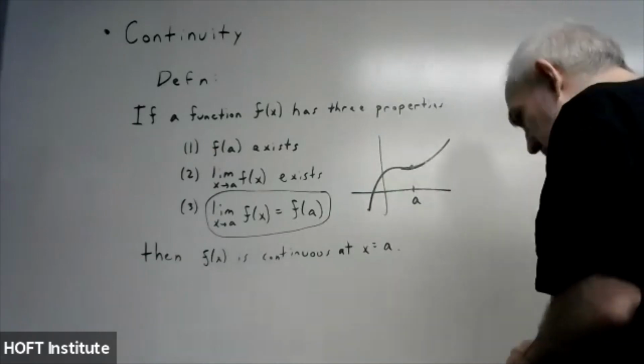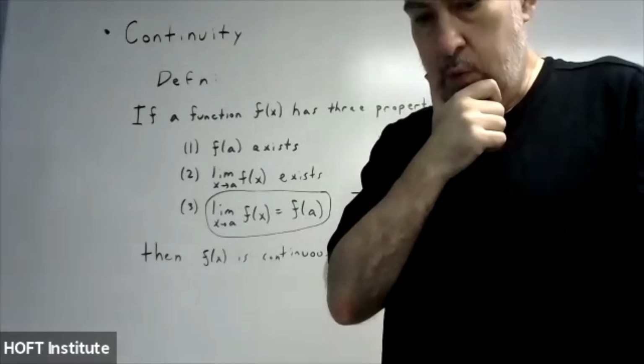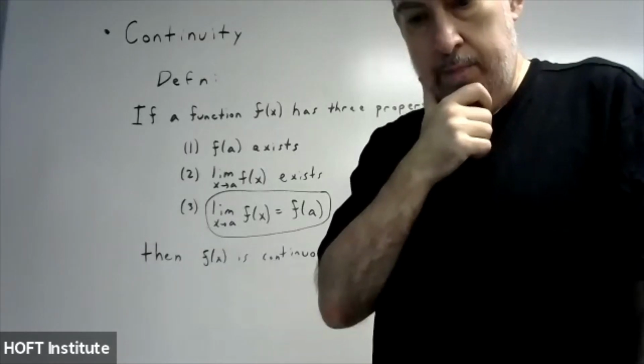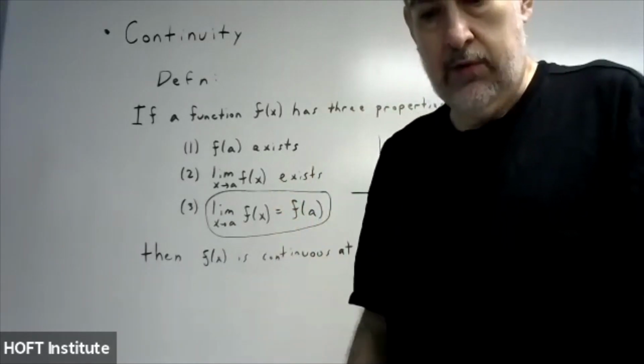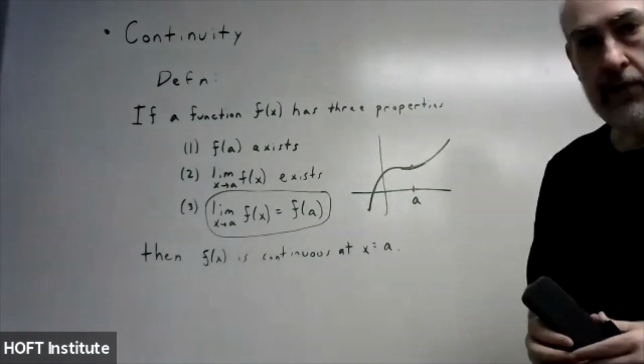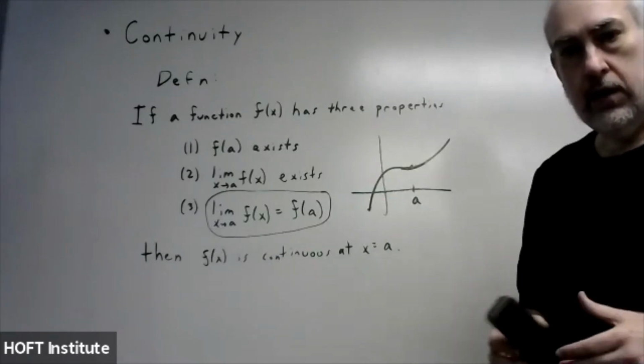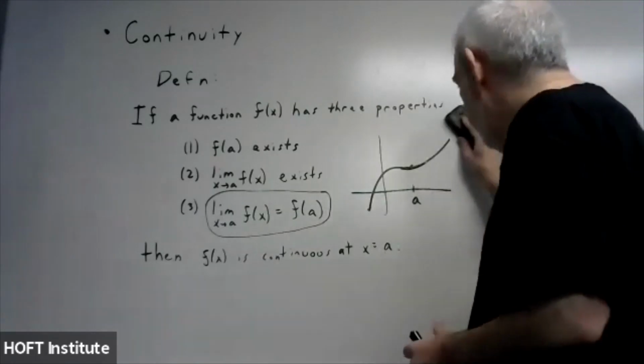Okay. Let me show you a couple of ways in which a function may or may not be continuous at certain points. All right, so let's look at a couple of examples of some functions and whether or not they're continuous at certain points.